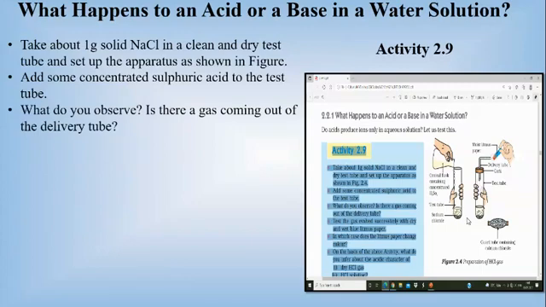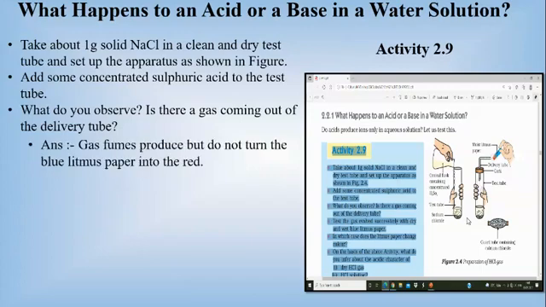So what do you observe? Is there a gas coming out of the delivery tube? Yes, the gas is coming out, and that gas is nothing but hydrogen chloride gas, that is HCl gas. The gas fumes are produced but do not turn the blue litmus paper red. When HCl is produced, you bring a blue litmus paper near it. Just look at the figure. There they have taken a blue litmus paper and brought it near the gas fumes.